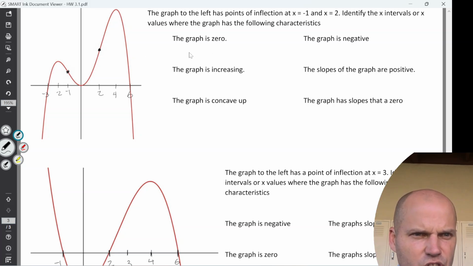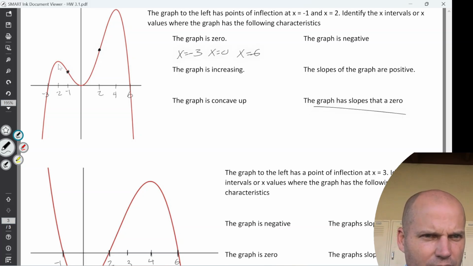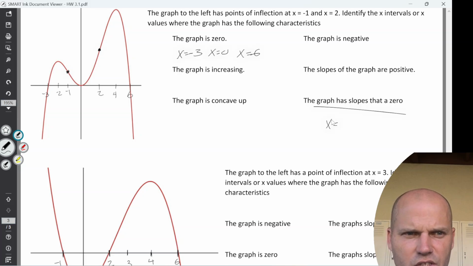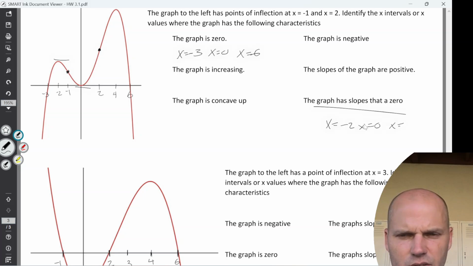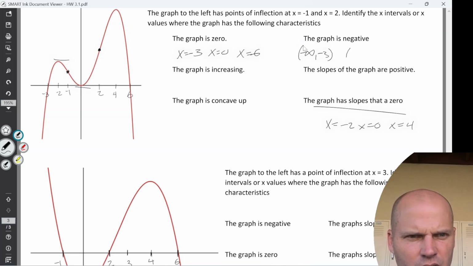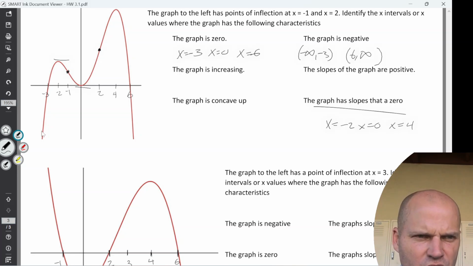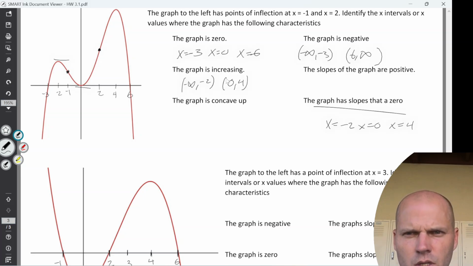When is this graph 0? The graph equals 0 at x equals -3 and x equals 0. I can see a 0 at 0. And x equals 6. Now the slopes are 0 at -2, 0, and 4, which is interesting because the slope is 0 when the graph is 0. Not always the case. The graph is negative to the outside. The graph is increasing when it's going up from left to right, so that's negative infinity to negative 2. That's 0 to 4. The slopes of the graph are positive.